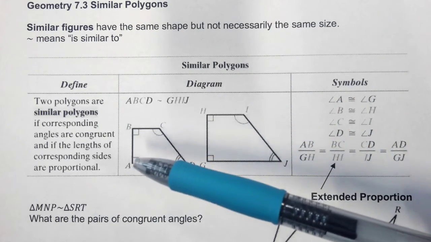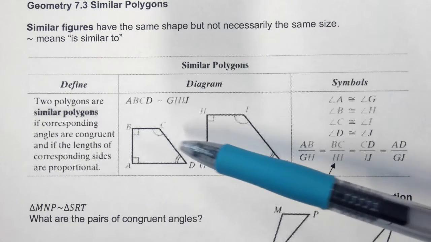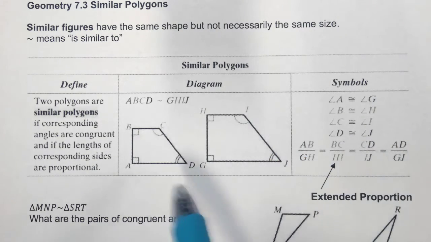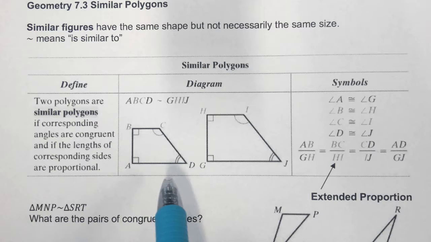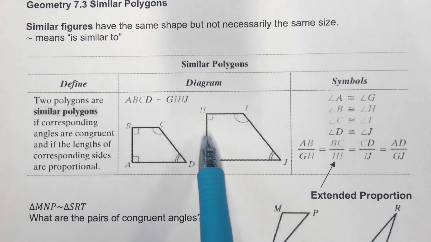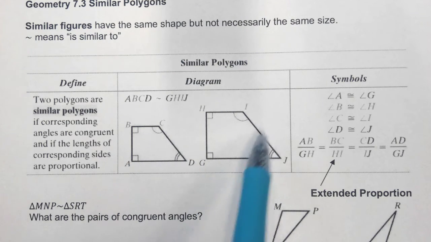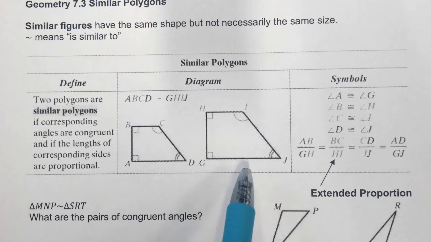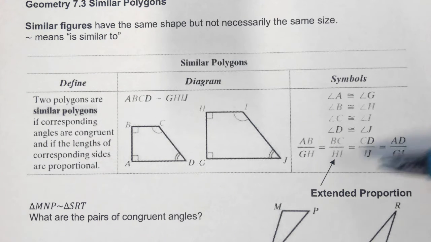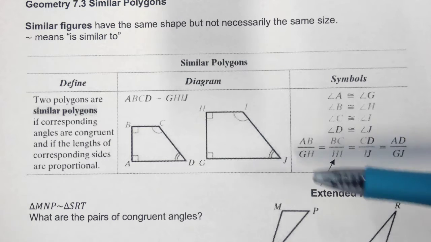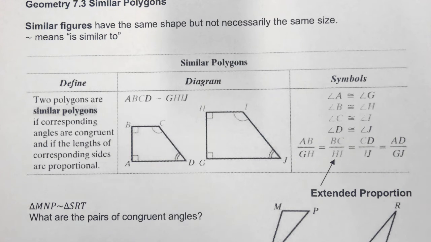So in similar figures, the corresponding angles are going to be congruent. The sides are going to be proportional. So AB to GH is equal to BC to HI is equal to CD to IJ is equal to AD to GJ. So there's that extended proportion. Notice we can put all four of them. They're all equal to each other.